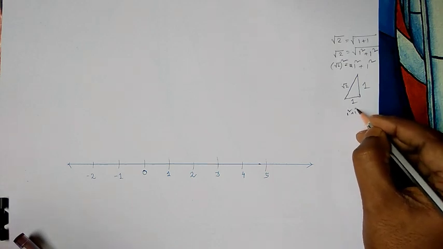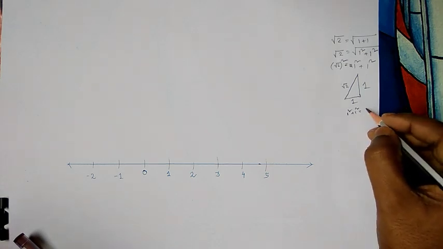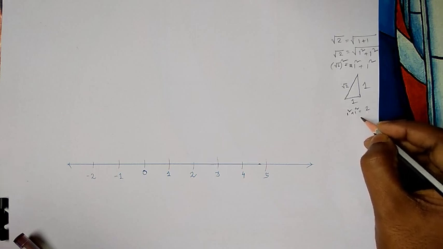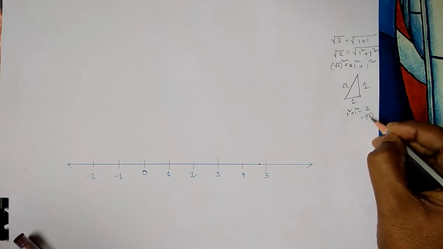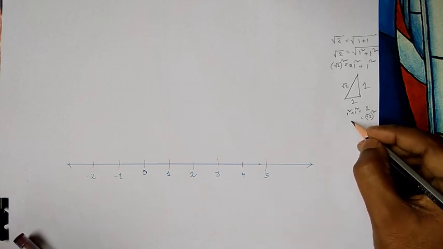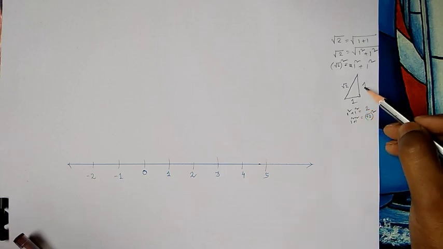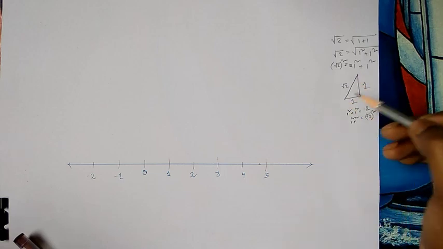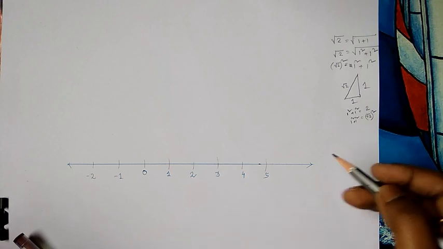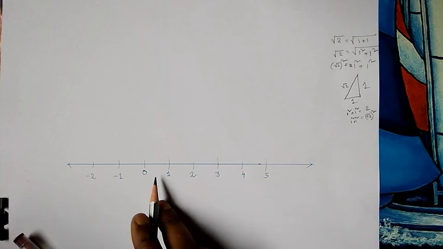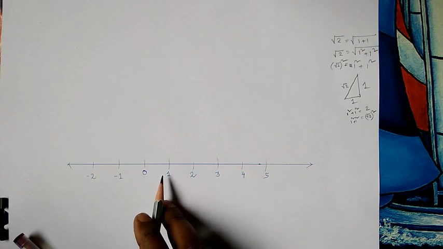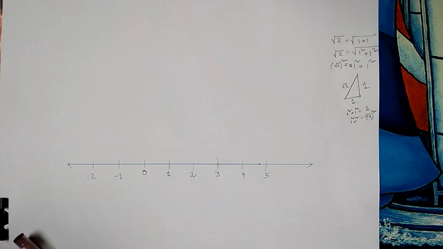1 square plus 1 square equals what? 2, na? 2 means what? You can write root 2 whole square like this. So 1 square plus 1 square equals root 2 whole square. Definitely if the legs are 1, then the hypotenuse is root 2. It means that I have to draw here one right angle triangle whose legs are 1 unit. Correct?